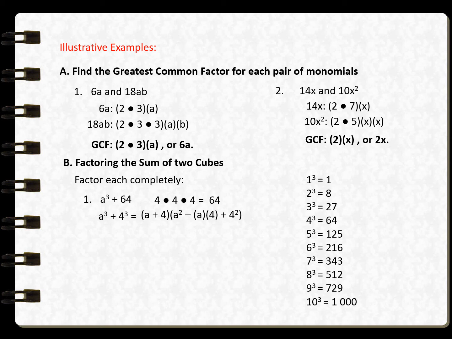And then, the square of the first term, a squared. Kabaliktaran, kung a plus 4, so positive, magiging negative. And then, multiply the first term and last term, so a times 4. And then, the square of the last term, that is 4 squared. Simplifying it, that gives us a plus 4 times the quantity a squared minus 4a plus 16. 4 times 4 is 16. Hindi po yan 4 times 2 ha. 4 times 4, that gives us 16. And a times 4 is 4a. Lagi mauuna ang number sa variable.